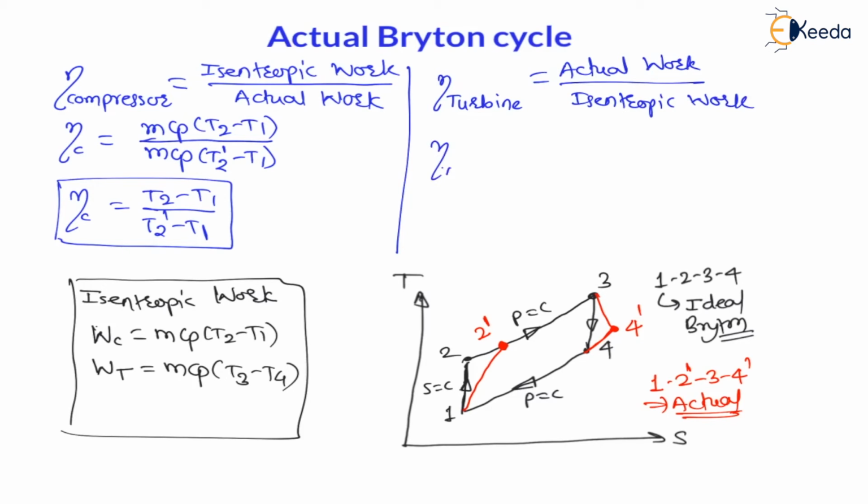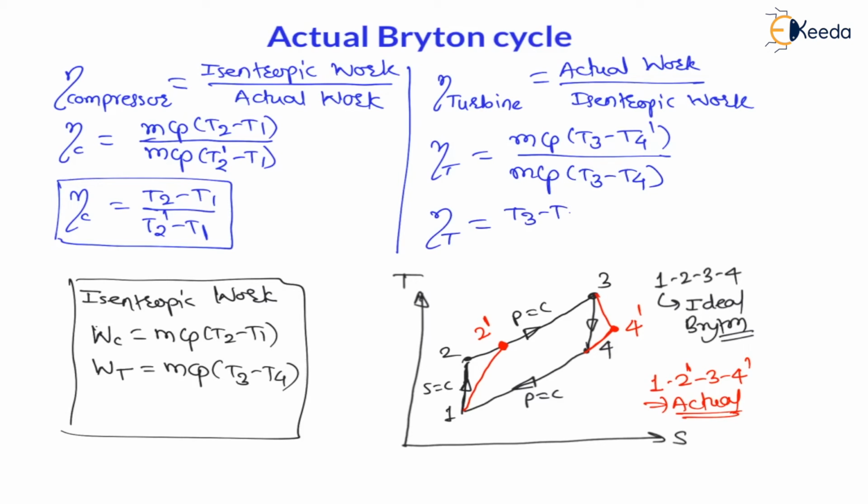Now the actual turbine process is 3 to 4 dash. Therefore, it is MCP (T3 minus T4 dash), divided by the isentropic turbine process 3 to 4, which is MCP (T3 minus T4). Therefore, the efficiency of the turbine is equal to (T3 minus T4 dash), the actual temperature difference in the turbine, divided by the isentropic temperature difference, (T3 minus T4). This will be the efficiency of the turbine.